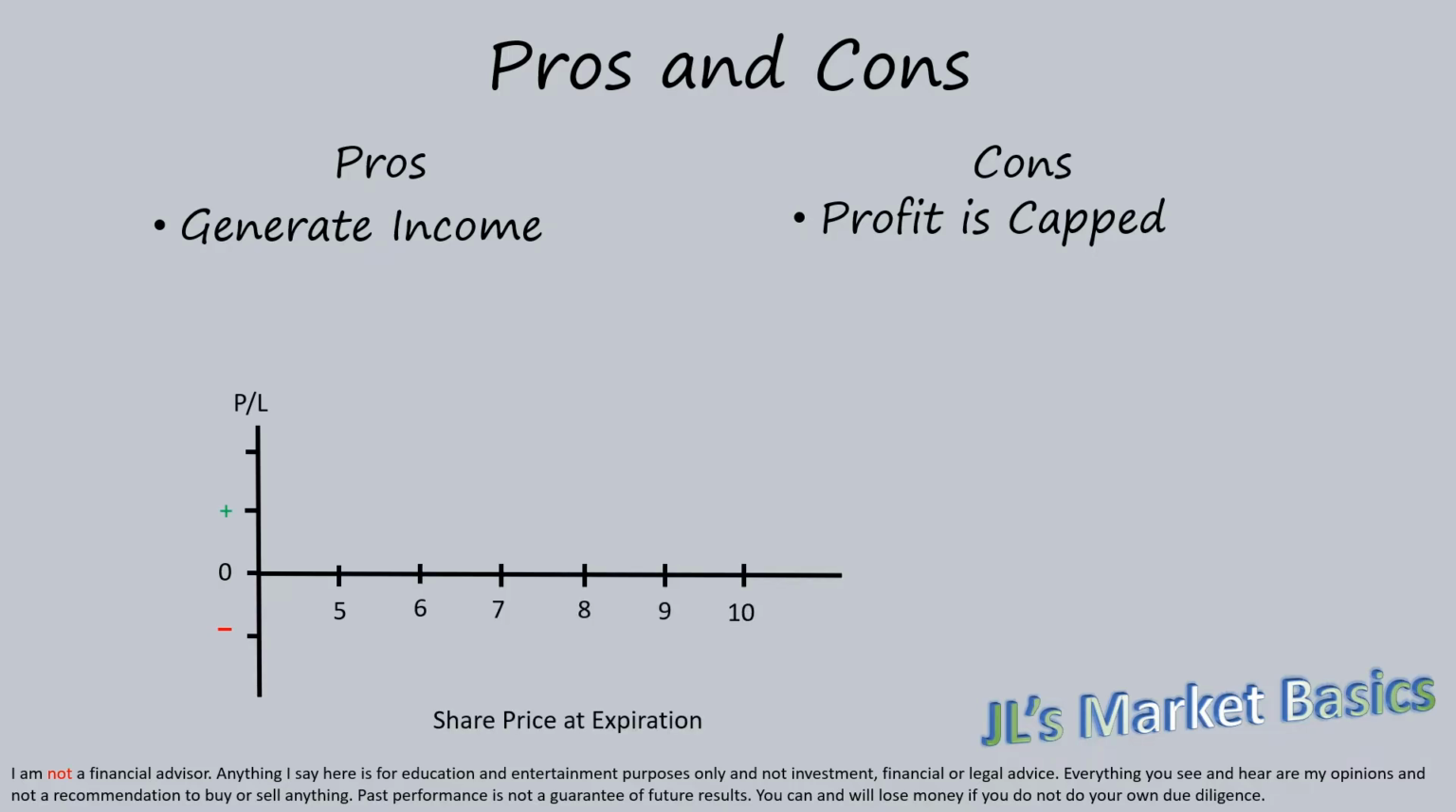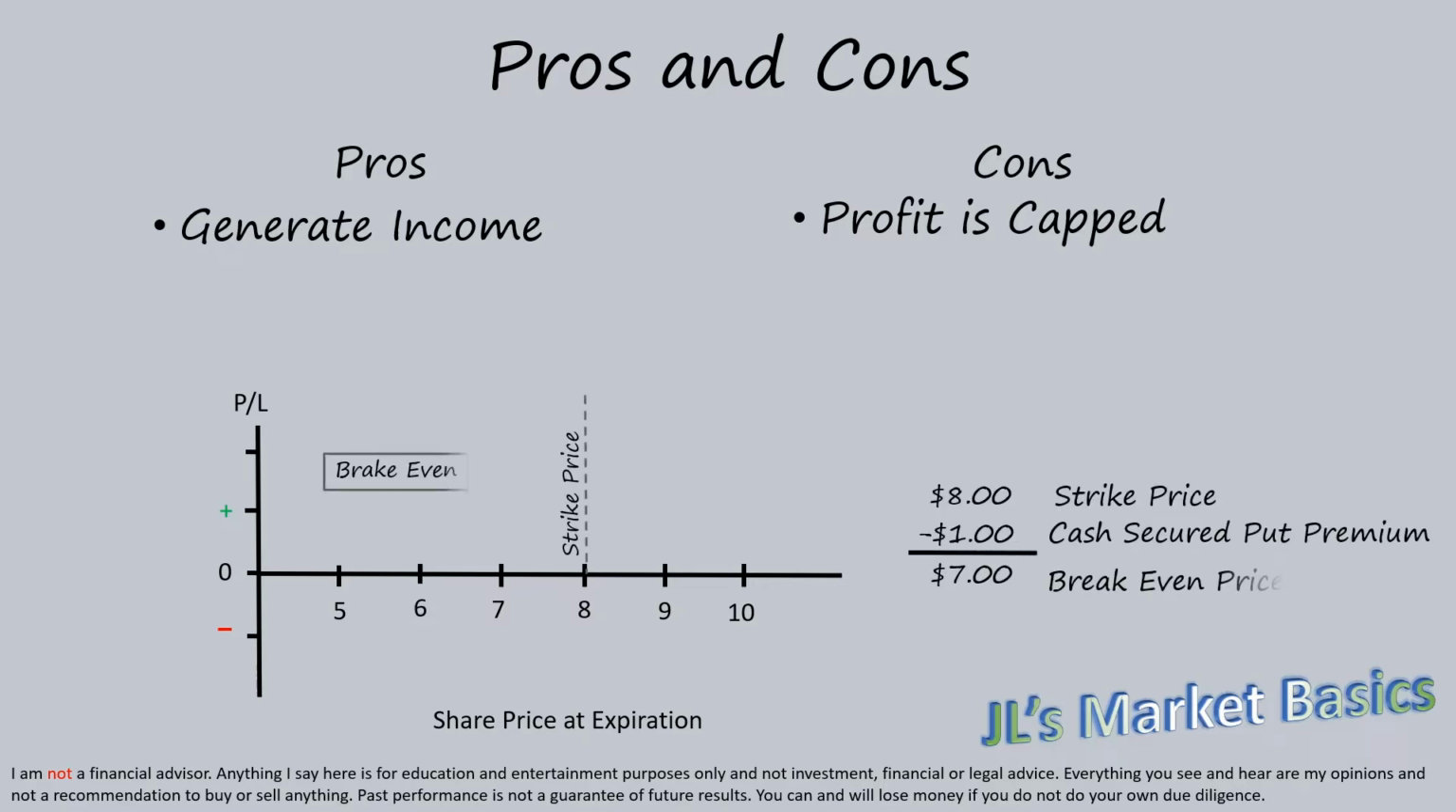For example, this is a profit loss chart for a cash secured put. If you sell a cash secured put with a strike price of $8 for $1, you will have a break-even price of $7. If at expiration the share price is trading above $8, the option expires worthless and you made $100. There is also a high loss potential.